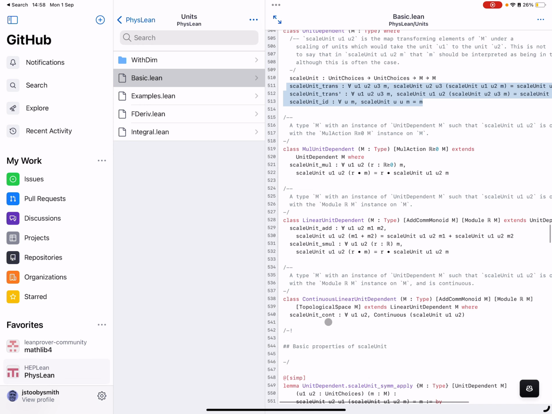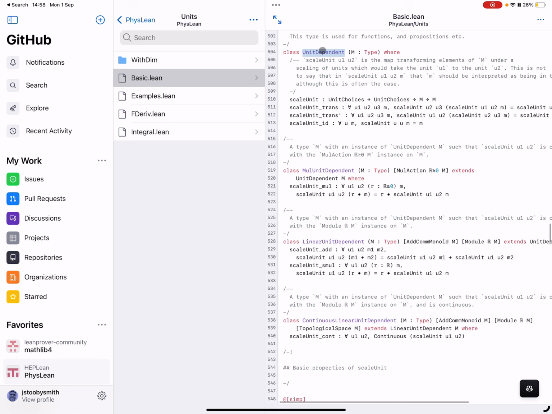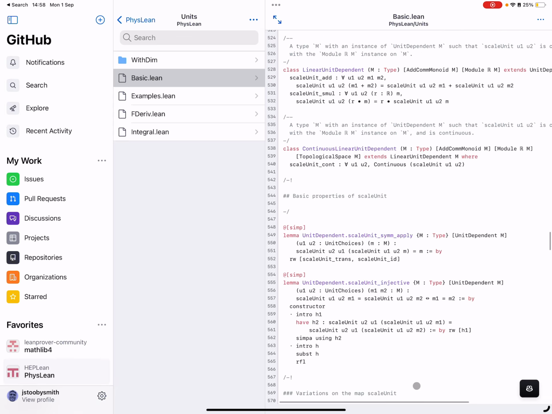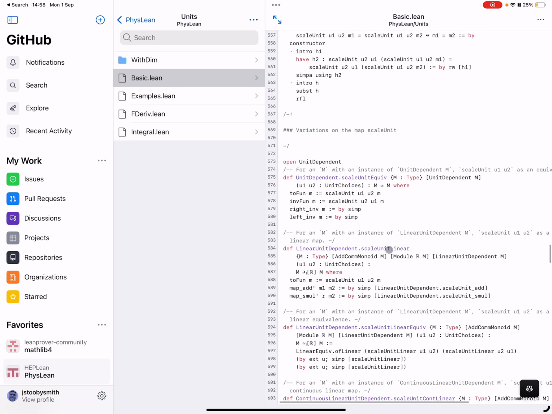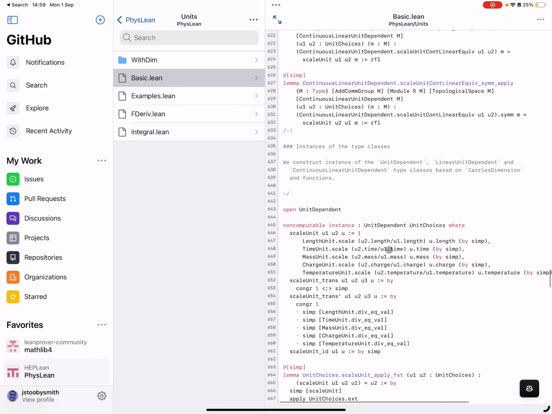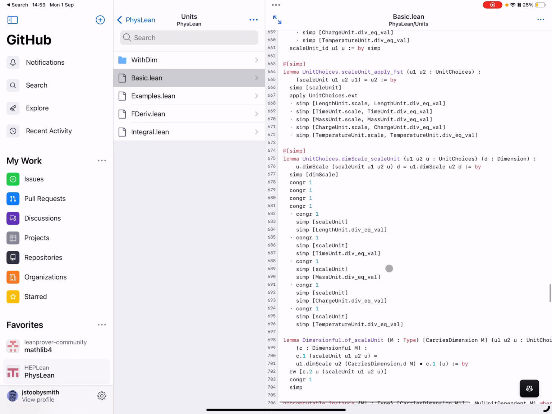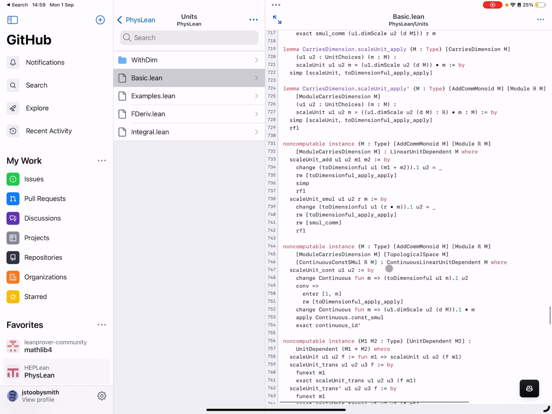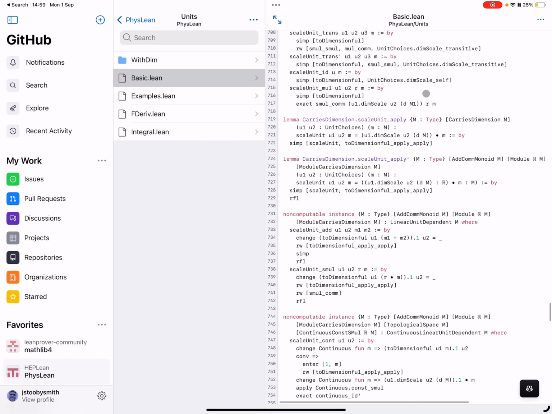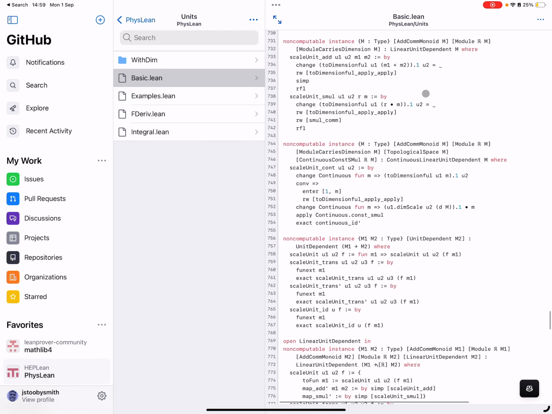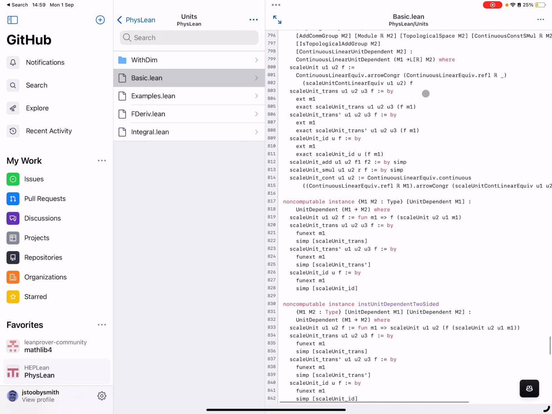We then define some other classes which are very much related to this unit dependent class, but behave nicely with respect to things already defined, such as the multiplicative action on M, a module structure on M, and so on and so forth. So there are a bunch of properties related to this, which I am going to skip over, all part of building an API to make units as user-friendly as possible, but of course there can be lots of improvements to this.